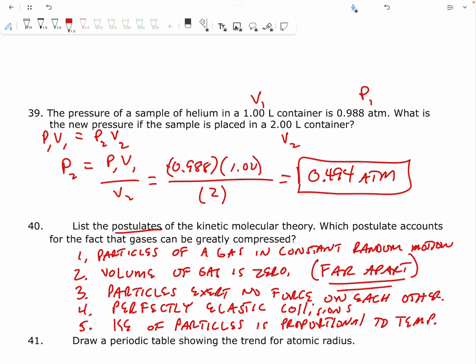So the one that says gases can be greatly compressed would be number 2 here, because gases are far apart. There's literally no volume to them.